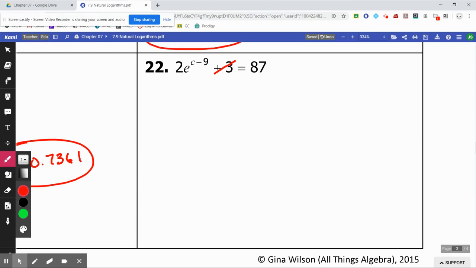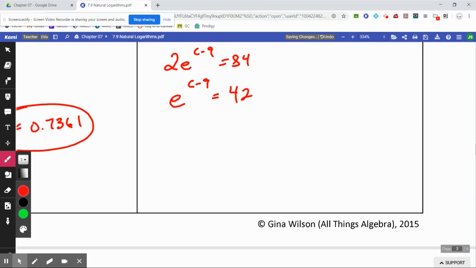Isolate your exponential. Let's subtract 3. So you have 2e to the c minus 9 power equals 84. Divide by 2 gives you e to the c minus 9 power is 42. We change forms, and this would be log base e. If you want to go ahead and write ln of 42, it'll save yourself a step, is equal to c minus 9.